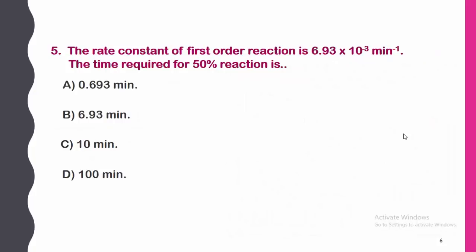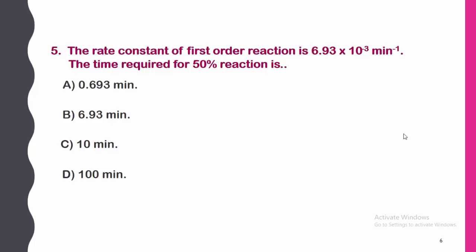The rate constant of a first order reaction is 6.93 into 10 raised to minus 3 per minute. The time required for 50% of the reaction is: a very simple problem. The rate constant of a first order reaction means it follows first order kinetics. Options are A 0.693 minute, B 6.93 minute, C 10 minutes, D 100 minutes.